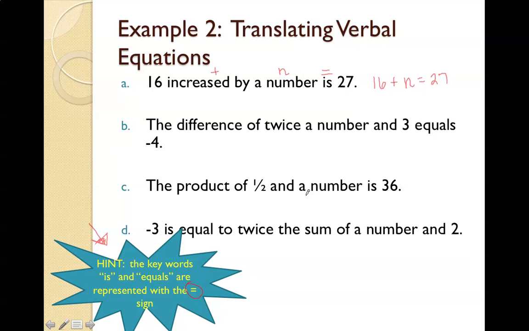All right, let's look at B. The difference, which I'm going to be subtracting, of twice a number, so that means 2 times my variable, and 3 equals -4. So the difference of twice a number and 3. This and is where my subtraction sign is going to go. So I'm going to have twice a number minus 3 equals -4.